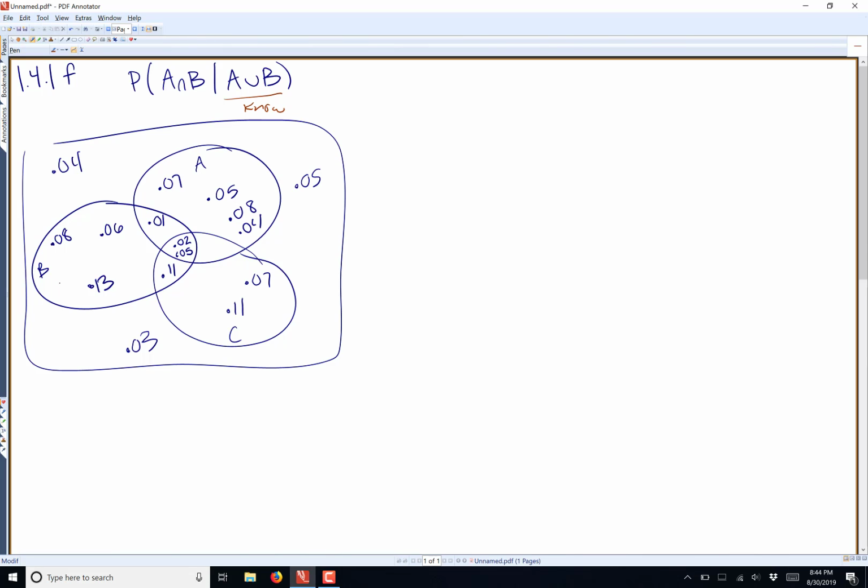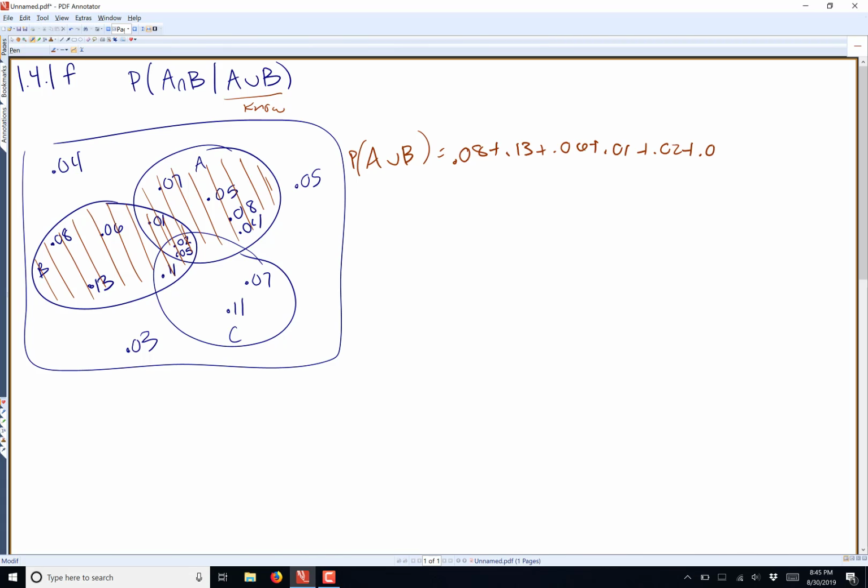So that means I know I'm either in this A or B, or both. The probability of being in A or B is, I would need to add all of these up. So 0.08 plus 0.13 plus 0.06, 0.01, 0.02, 0.05, 0.11, 0.07, 0.05, 0.08, and 0.04. So basically I've added up everything in that red, everything in A or B. And if I add all that up, I get 0.7.